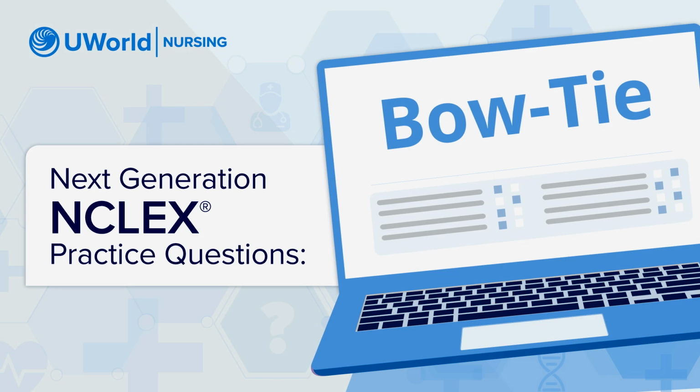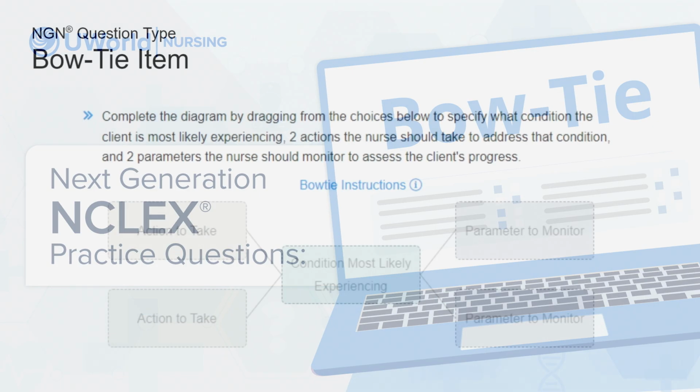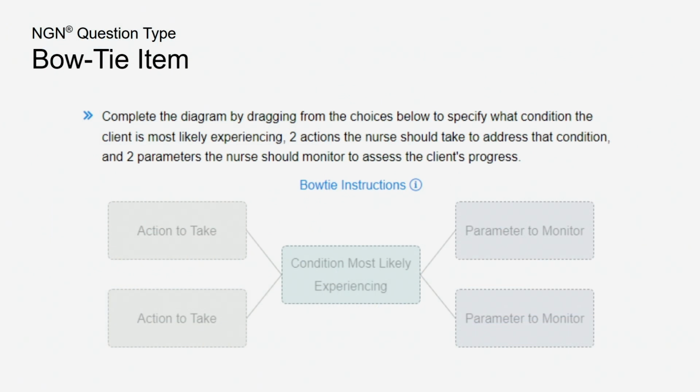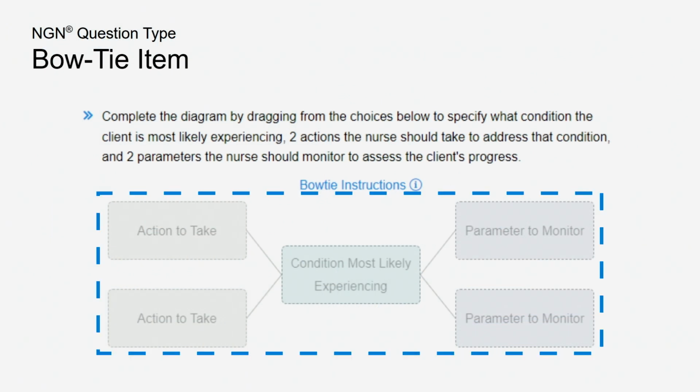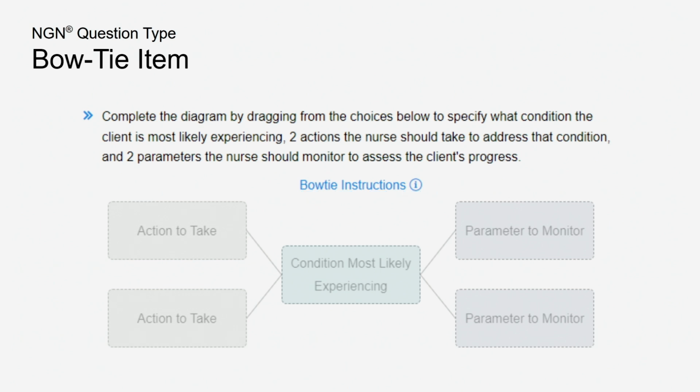We're looking at Next Gen practice questions from the UWorld question banks. All right, jumping into the BowTie item here, we can see that this one's unique in the shape of it and then also the way that you interact with it. You actually drag options from down below up into this shape, and they're calling it a bow tie because it does kind of look like a bow tie.